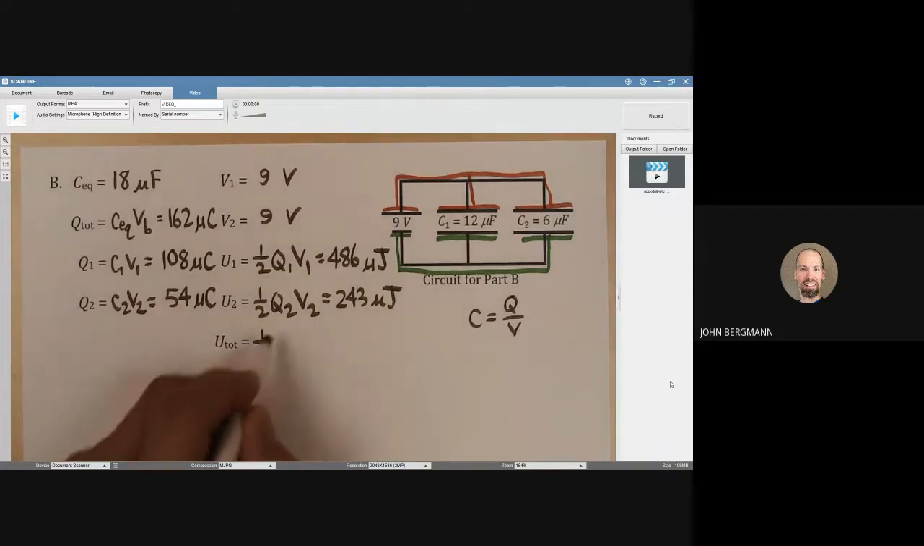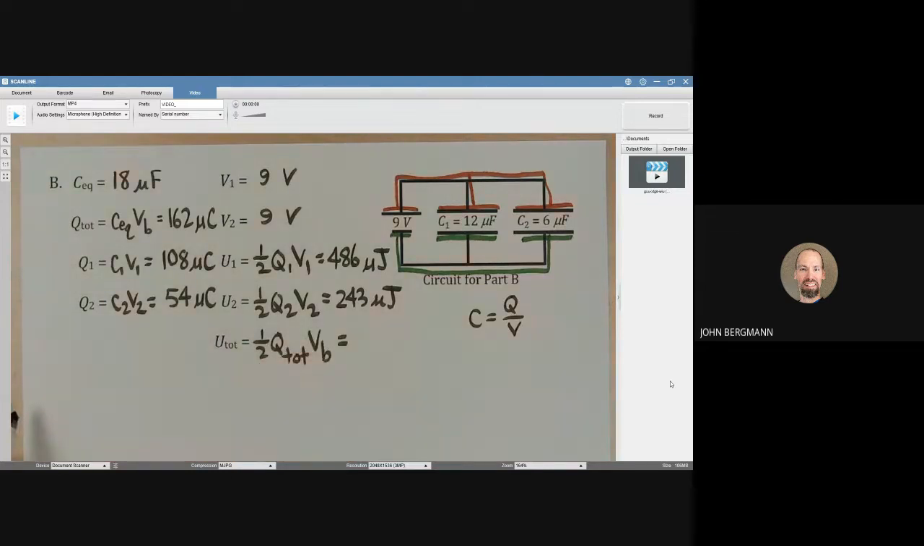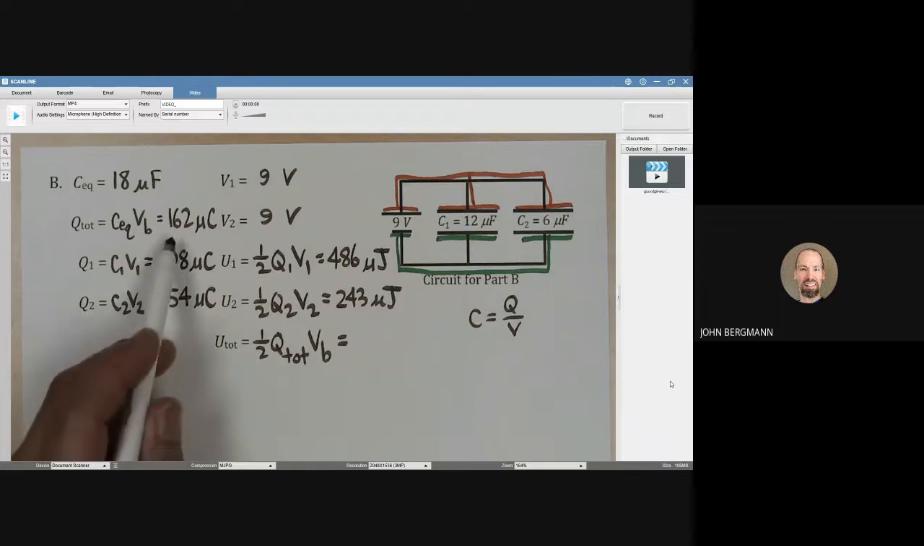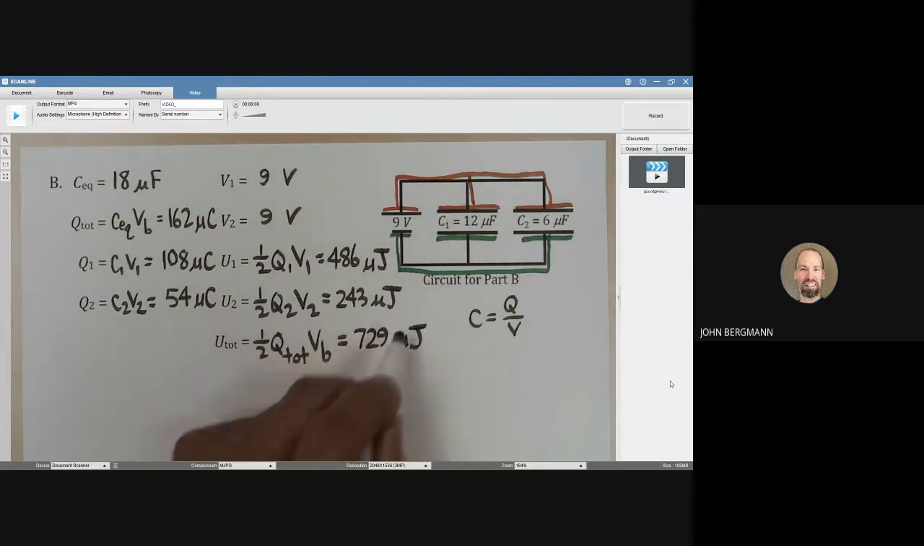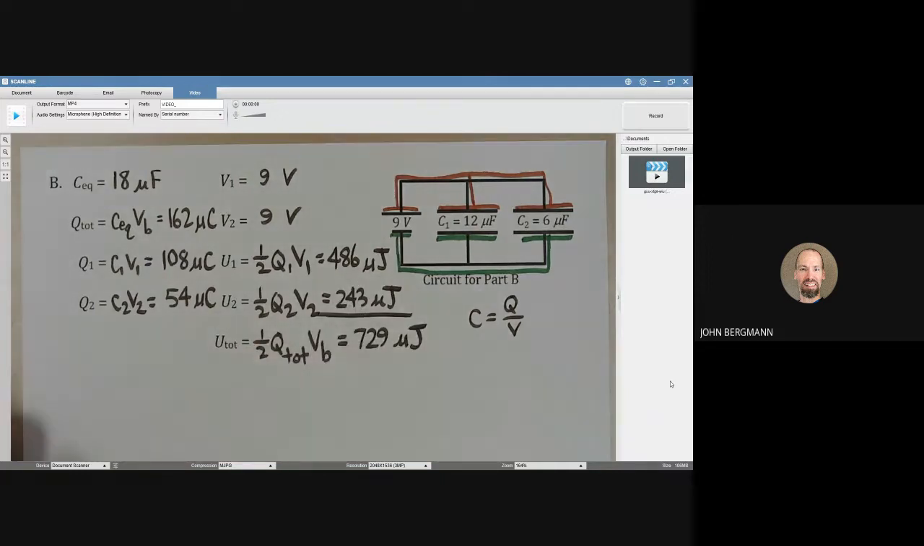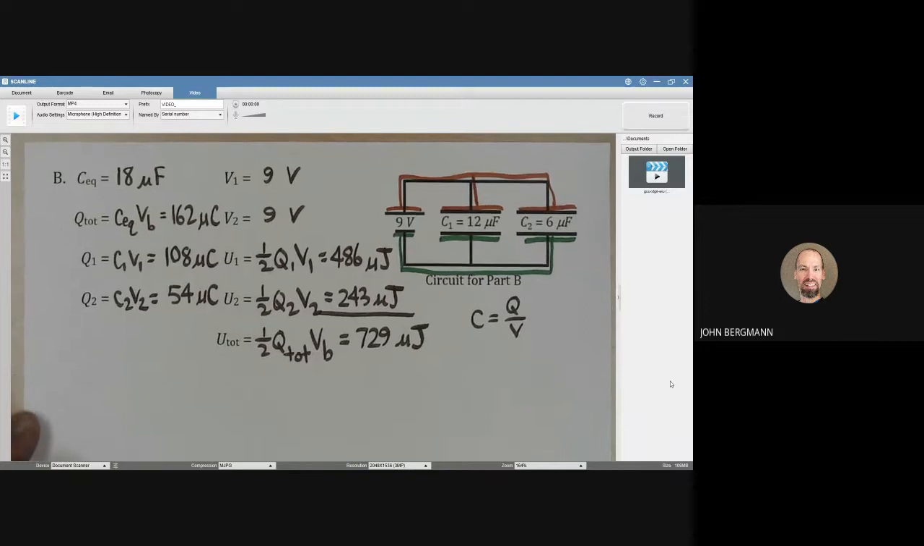Let's see if the total energy is equal to 1/2 the total charge times the voltage of the battery. 1/2 of the total charge is going to be 81. 81 times 9. So that's going to be 810, 729. 729. What do these add up to? Look at that. All right. That's kind of how you do those problems.